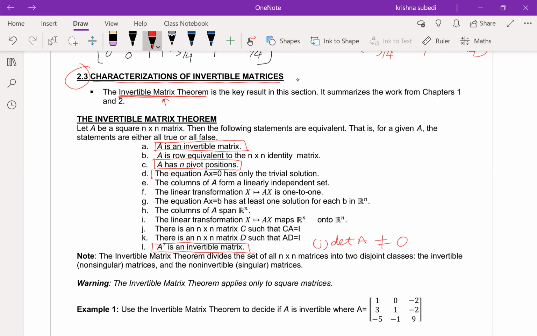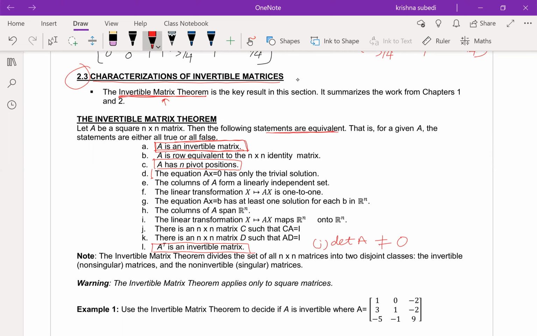Okay, just pay attention to the one that I highlighted with red ink. The other parts we'll discuss in chapter 4. Let A be a square n by n matrix, then the following statements are equivalent.